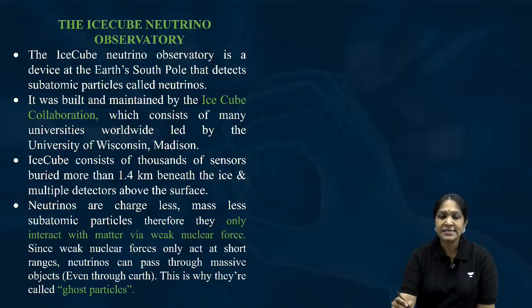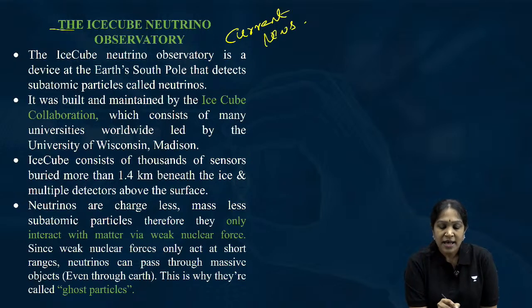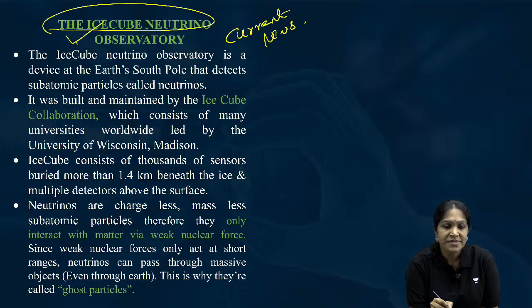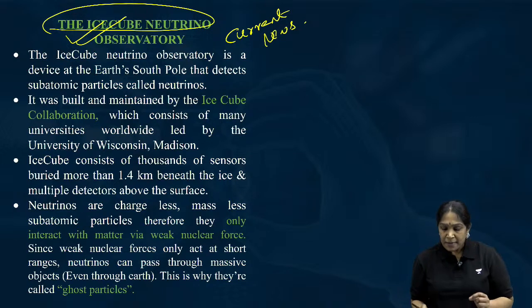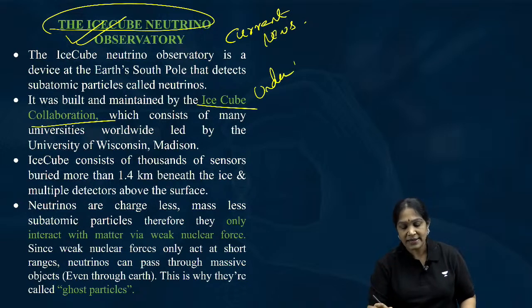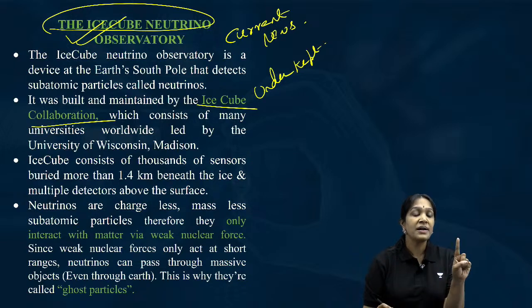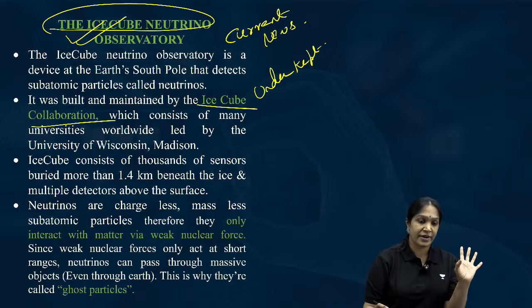Okay, what is current? I mean, what is the news? News is Ice Cube Neutrino Observatory. Why is this called Ice Cube? Okay, because it is kept under the ice, so that other particles will not penetrate. Only the neutrinos will penetrate.